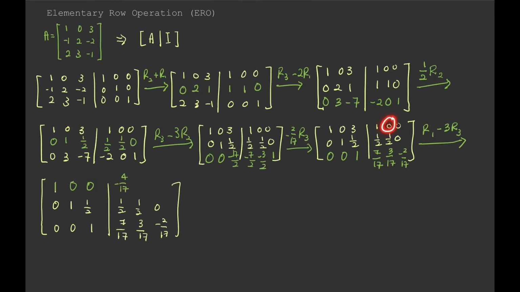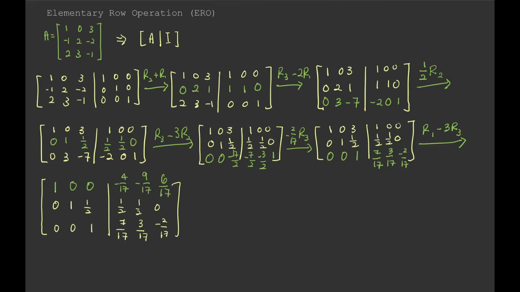Next, we have 0 and 3 over 17. This one will be 0 minus 3 times 3 over 17, which is equal to negative 9 over 17. Negative 9 over 17. After that, the last one, we have 0 and negative 2 over 17. Here we're going to have 0 minus 3 times negative 2 over 17. This one will be equal to 6 over 17.